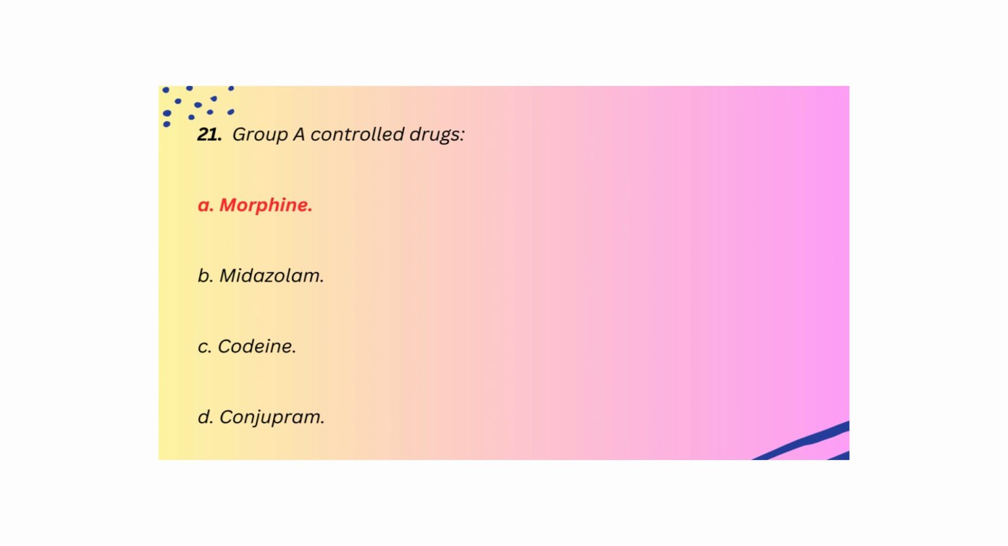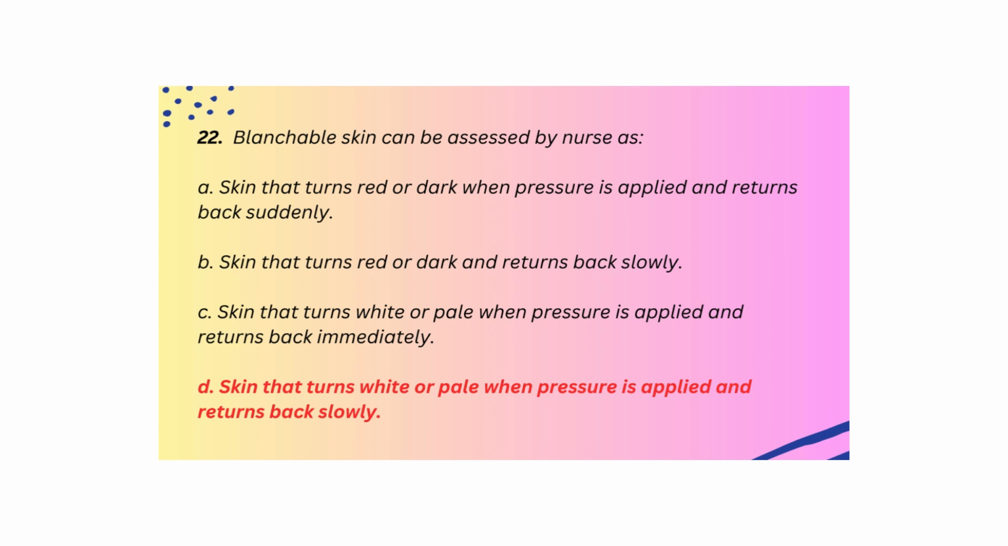Q21. Group A controlled drugs. A. Morphine. B. Midazolam. C. Codeine. D. Canjapram. Q22. Blanchable skin can be assessed by a nurse as A. Skin that turns red or dark when pressure is applied and returns back suddenly. B. Skin that turns red or dark and returns back slowly. C. Skin that turns white or pale when pressure is applied and returns back immediately. D. Skin that turns white or pale when pressure is applied and returns back slowly.